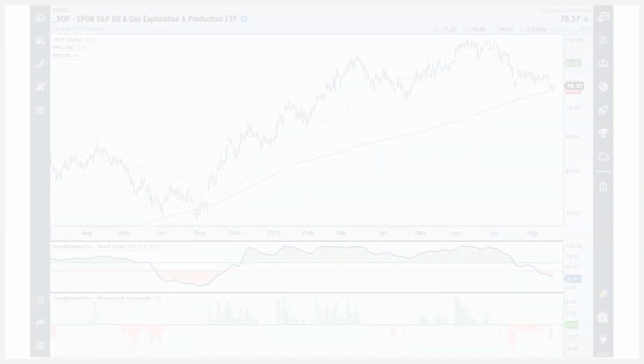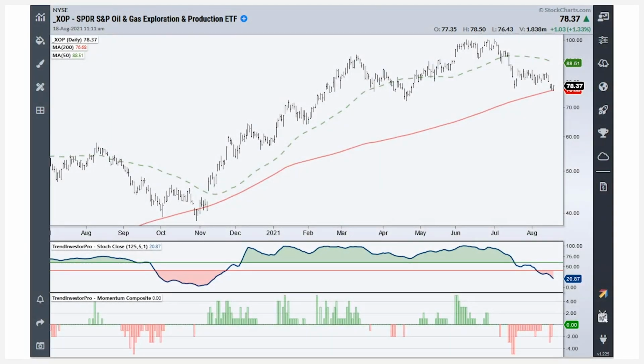So here is XOP, and I've got the Stoke Close indicator, and there you can see it turning bullish in early December and then bearish here in early August. So it has broken down and reversed its uptrend. It's testing the 200-day, but when I look at this chart, you can see it came down hard and then consolidated. Now, we did have this island reversal right here.